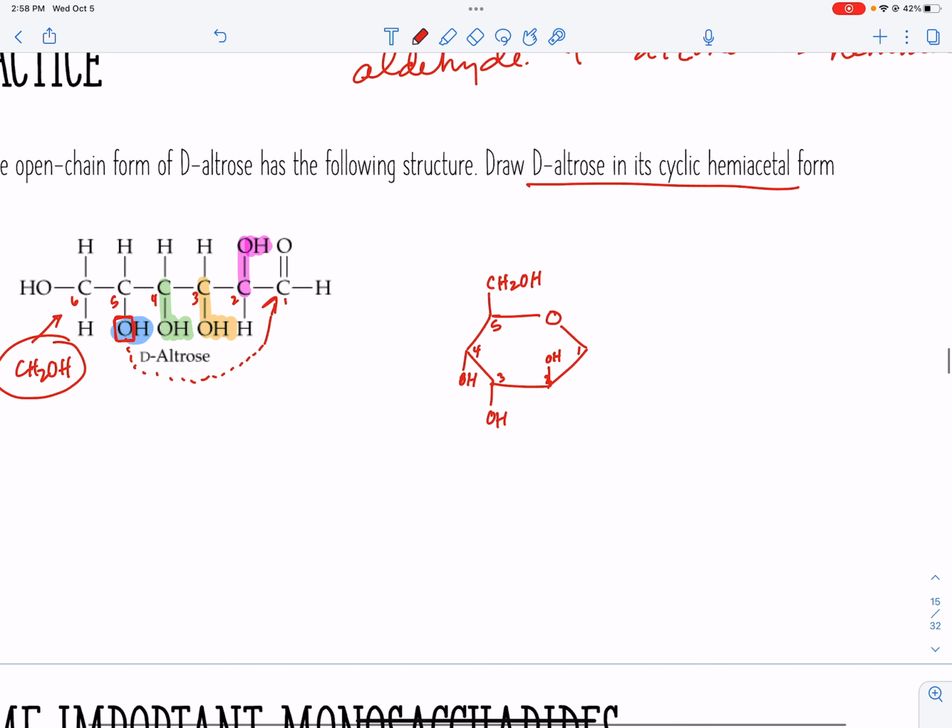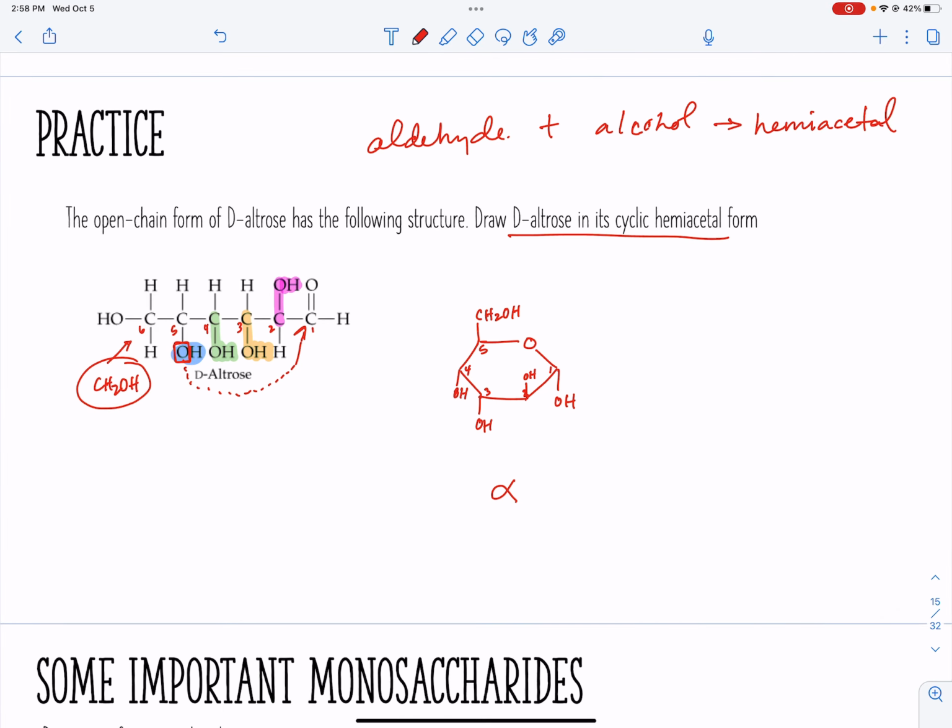So we could draw both, but you can either orient the OH on carbon 1 up, or you could orient the OH on carbon 1 down. If you orient it down, this is the alpha, and if you orient it up, you drew the beta. Okay, so this would be D-altrose, and here is our anomeric carbon. So I would challenge you to pause and also try to draw the beta version of D-altrose.